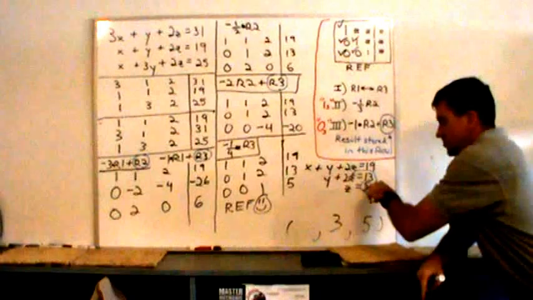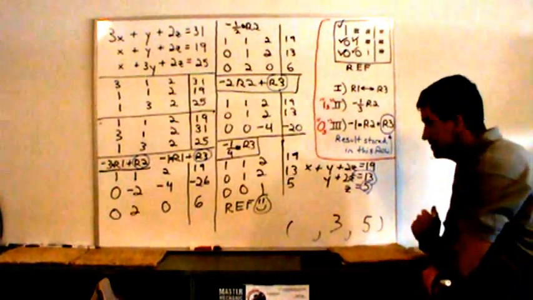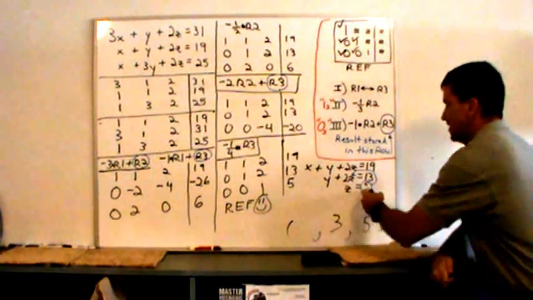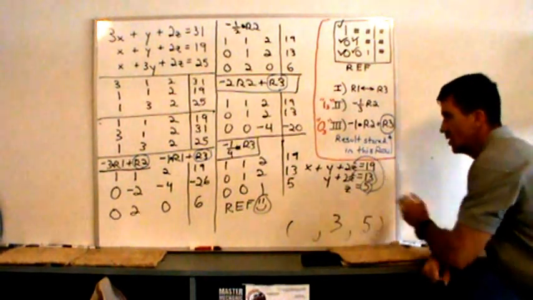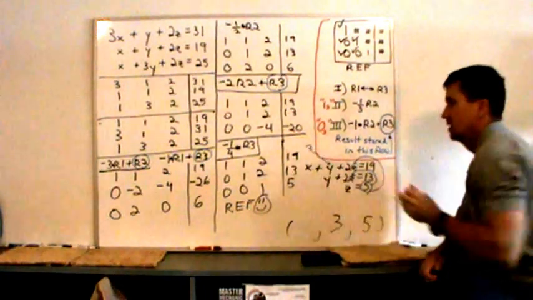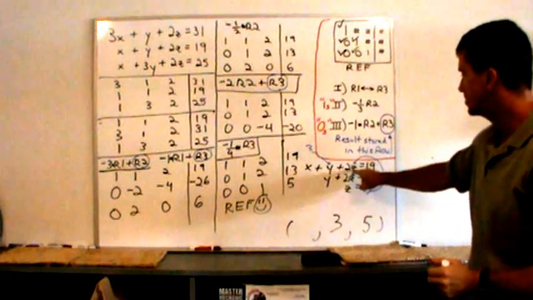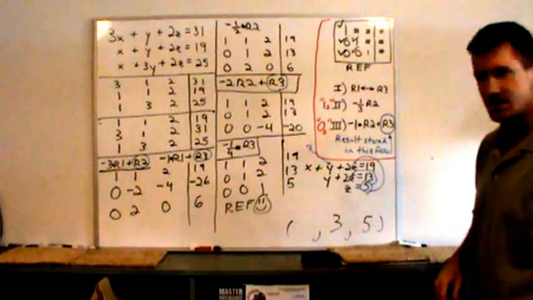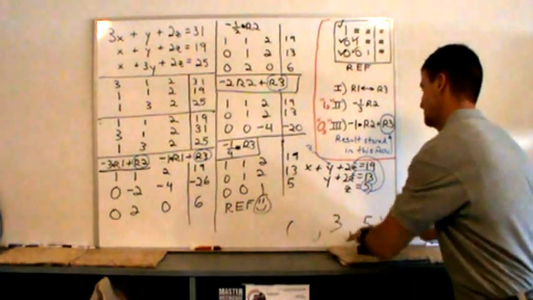Z equals 5, y equals 3 by substituting it right back in there. Now y is 3, z is 5. How do I get x? Back substitution. Let's take this z equal to 5, back it up, put it right there. We'll put the value for y right there. Remember, y is a 3. And we'll have x plus 3 plus 2 times 5 equals 19. X plus 3 plus 10 equals 19. X plus 13 equals 19. X equals 6.